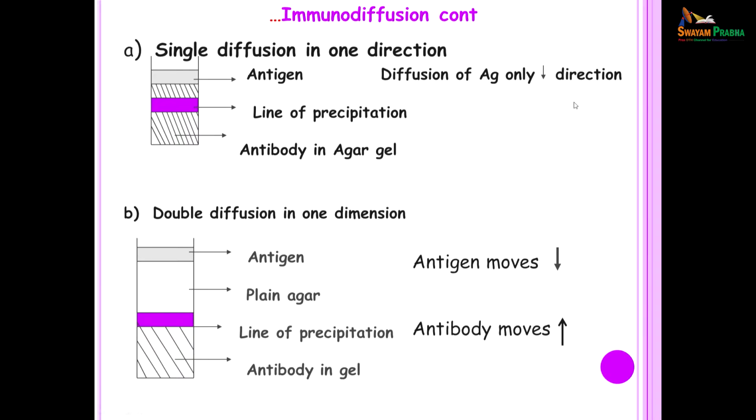Now, suppose you have taken antibody in gel, then you have put a layer of plain agar and layered an antigen on top. Now, what happens is this antigen starts diffusing into the plain agar and the antibody starts diffusing into the plain agar, and wherever the two meet in optimal concentrations, you get a line of precipitate. This is called double diffusion in one dimension.